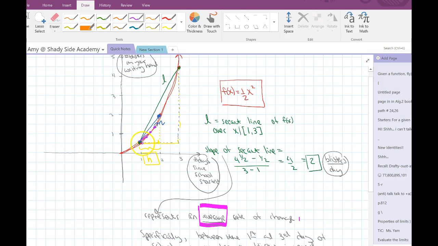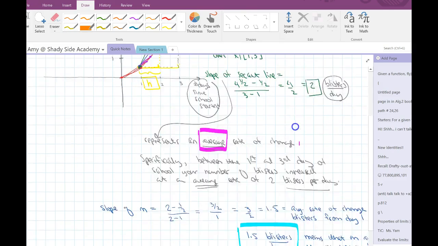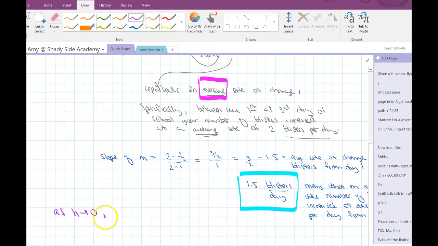And if you think about the interval of time that you're looking at for the average rate of change, here we're looking at the average rate of change from day 1 to day 2. But then if we look at this point on the function, we start looking at the average rate of change from day 1 to day 1.5. Then from day 1 to day 1 1/8. Then from day 1 to day 1 1/16. Or from day 1 to day 1 1/1000.